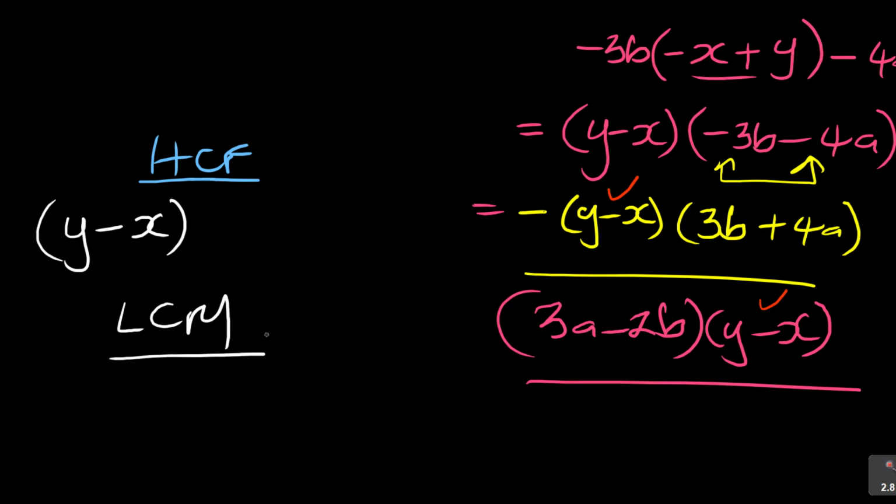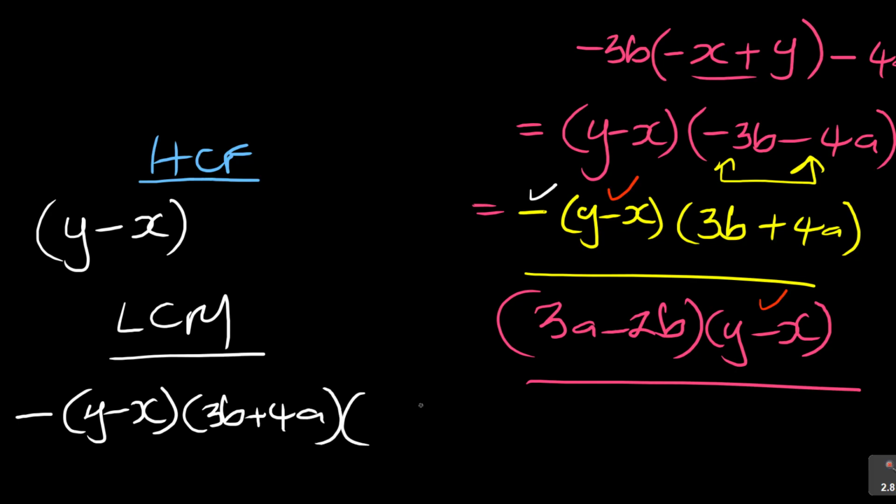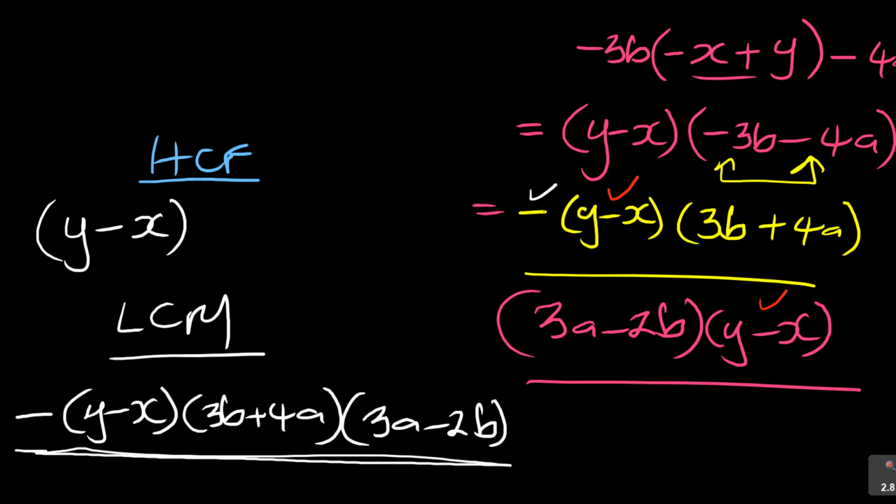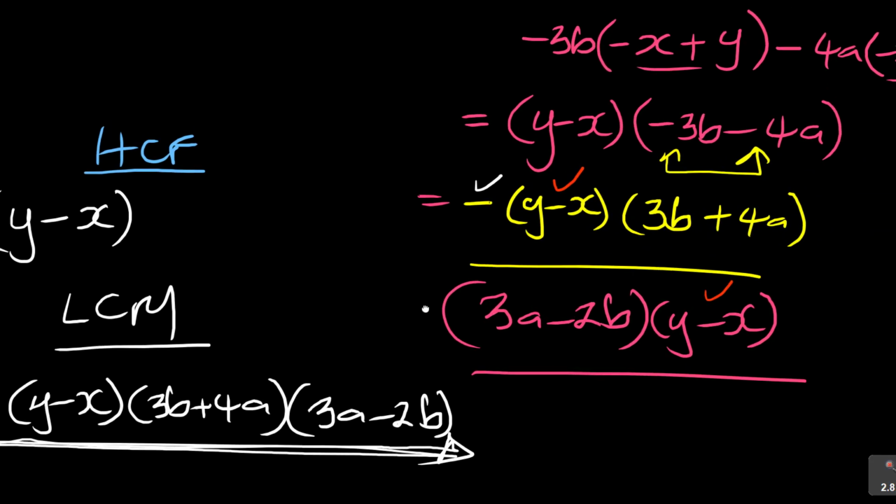The LCM, you write everything that you see. First, what you see, negative, so you say minus y minus x is one of them. What you see next, 3b plus 4a, you write them. Next thing, what you see? You see 3a minus 2b. And then y minus x, you already wrote it, so this becomes the LCM. Okay, a bit tricky, I will agree, but you could have done that.